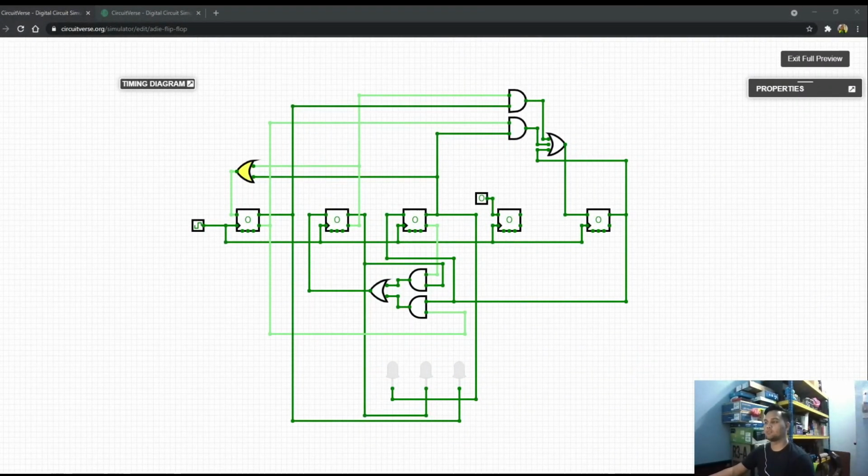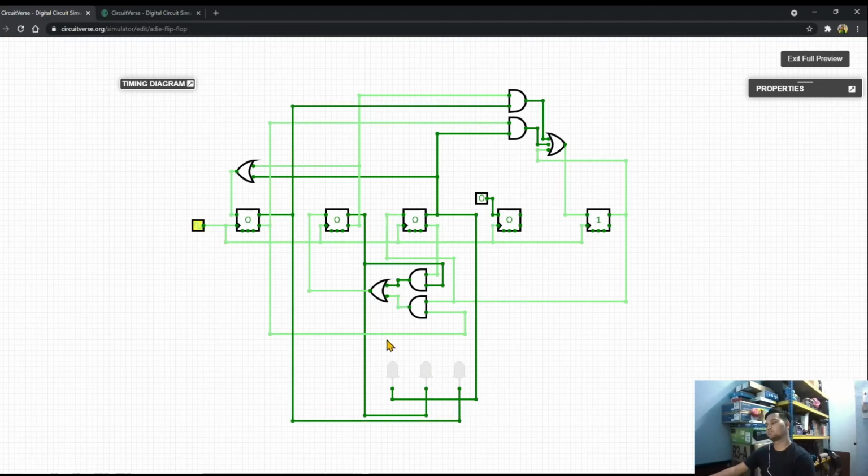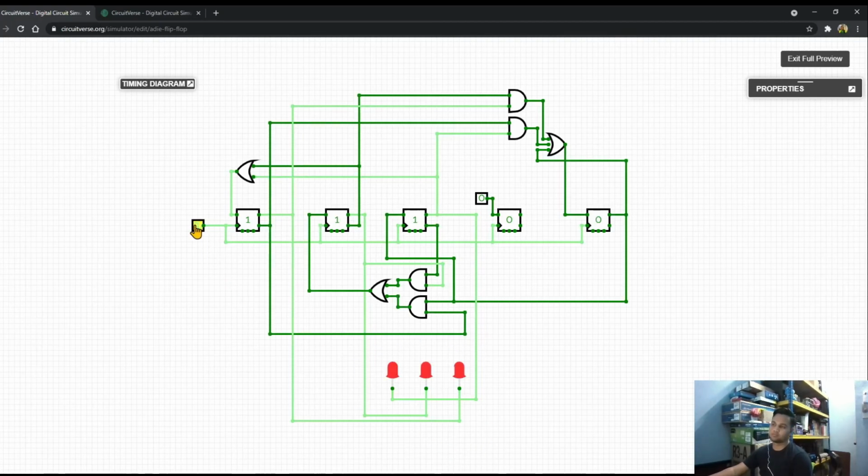So this is the T flip-flop for my ID circuit. So first, this is 0 0 0. So when I clock, it becomes 0 0 1. So the LED at the first bit will light up. So when I clock again, it becomes 2. I clock again, it becomes 7 because 1 1 1. When we add 4 plus 2 plus 1, it becomes 7.